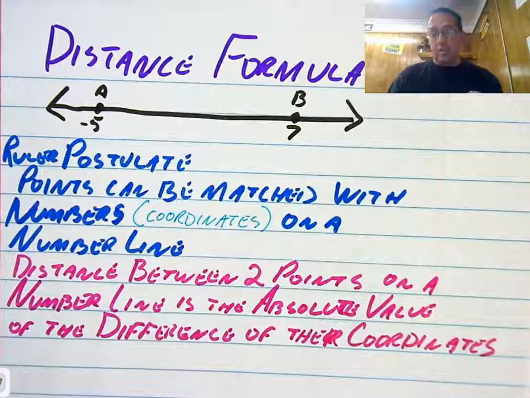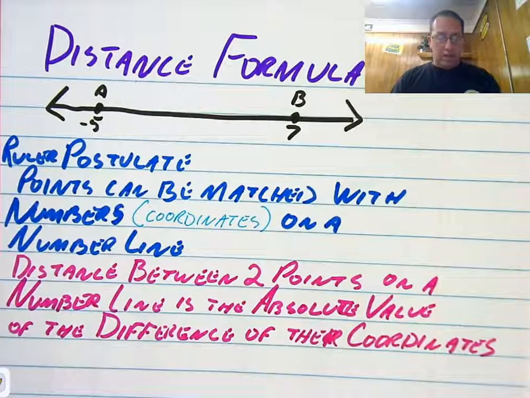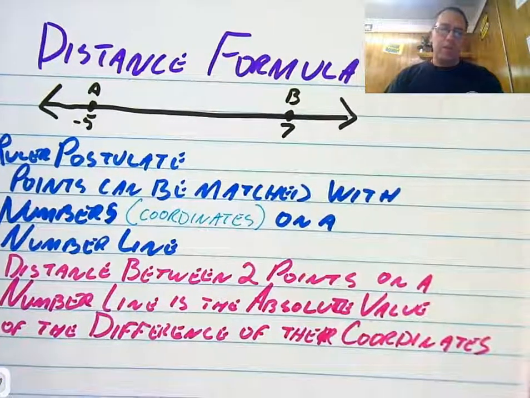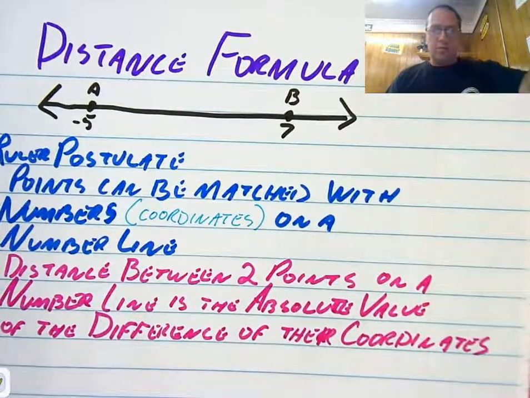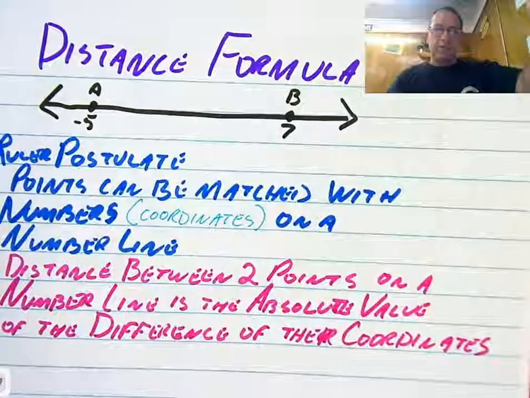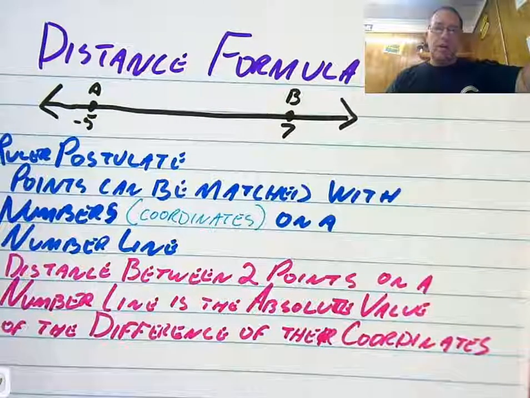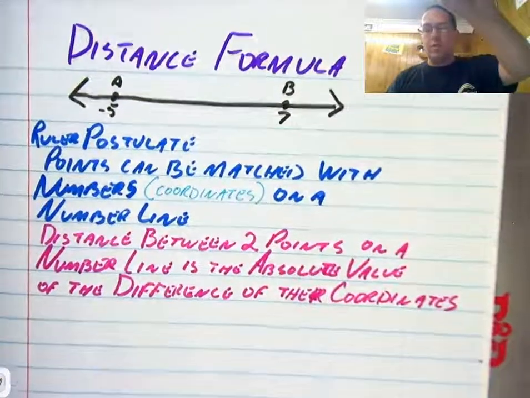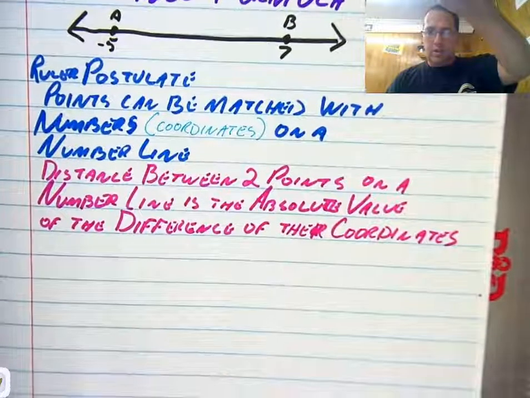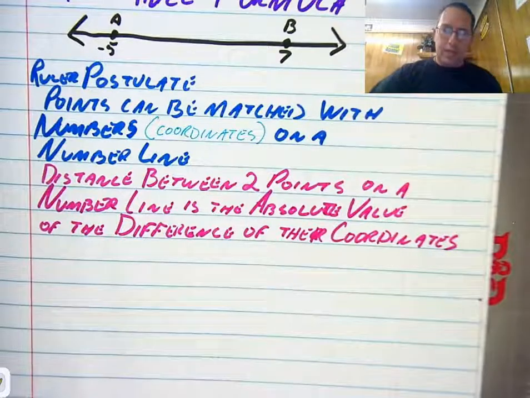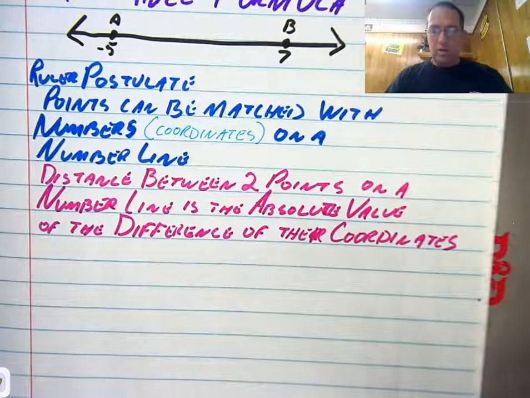The distance between two points on a number line is equal to the absolute value of the difference of their coordinates. Now a lot of you are thinking, well, yeah, you can just subtract and find the difference, and that's the distance, right? The thing is, very important, you have to take the absolute value of the difference. Because remember, distance cannot be negative.